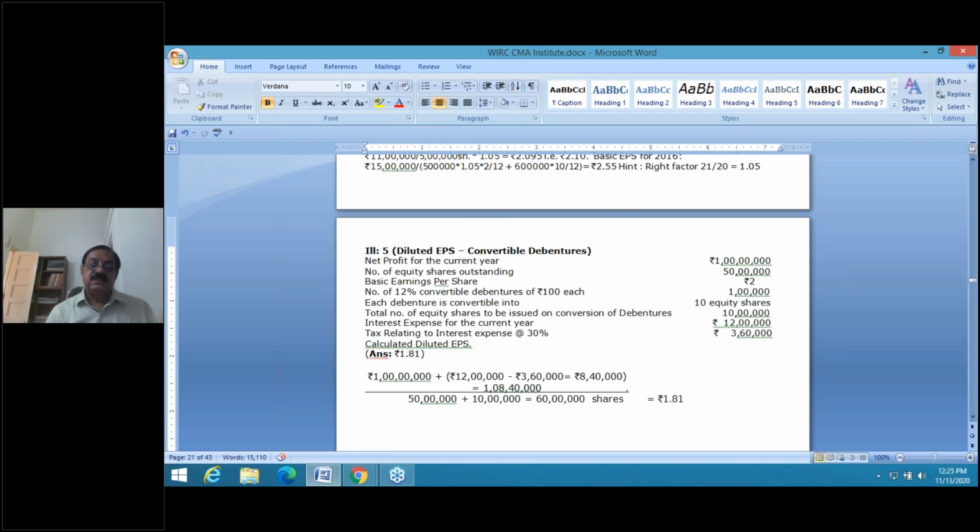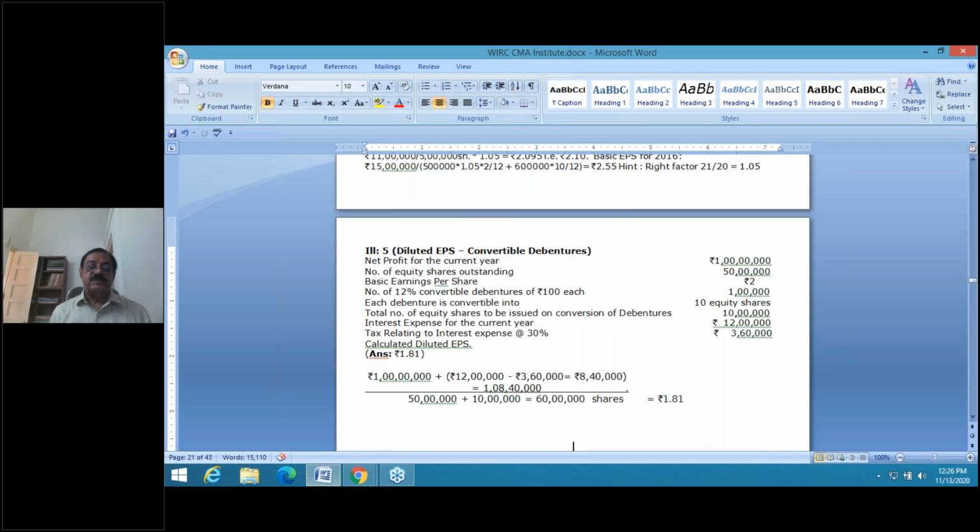So here in this illustration, 1 crore profit, 50 lakh equity shares outstanding. So 2 rupees is my basic EPS. That is given in the question. But I have 1 lakh convertible debentures. They will be converted after some years into 10 shares. Meaning this 1 lakh debenture into 10 equity shares, there will be 10 lakh potential equity shares.